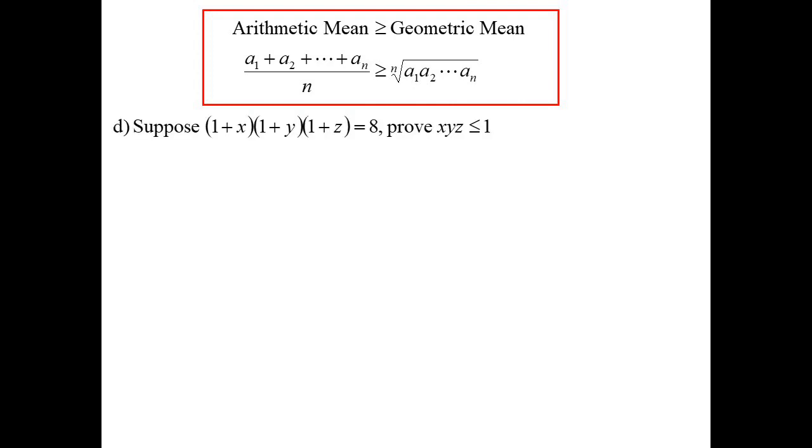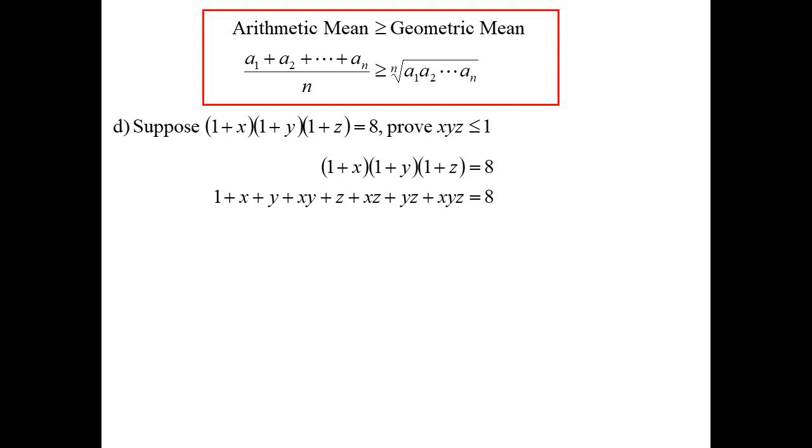Hey, part D to this question. Oh, now it gets good. Just suppose, because it could happen, that 1 plus x times 1 plus y times 1 plus z is 8. Now if that's true, prove that xyz is always less than or equal to 1. Okay? 1 plus x times 1 plus y times 1 plus z is 8.